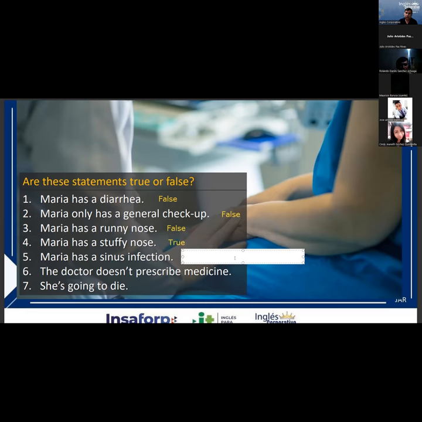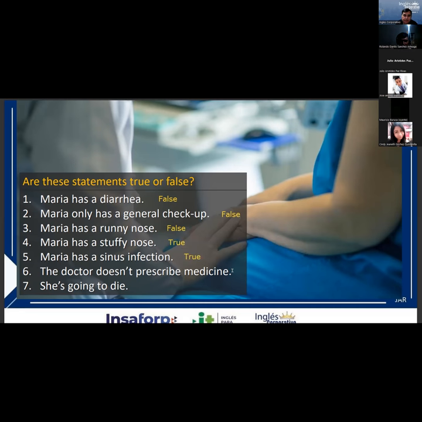True, it's true. And the five is true. Teacher, true. Pronunciation, stuffy. A stuffy nose. The six is false. Yeah, it's false.